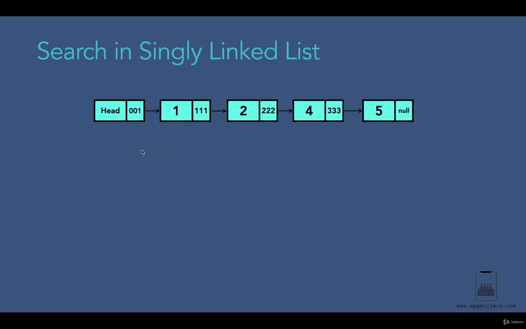So let's say we have a single linked list like this. The idea is, if we are looking for the value of 5 in this linked list, first we are going to start from the first node. We will visit the first node and see whether this node's value is equal to 5 or not. In this case we see that this node's value is 1, so we will continue to the next node. In the next node the value is 2.